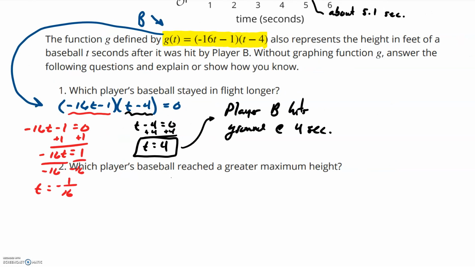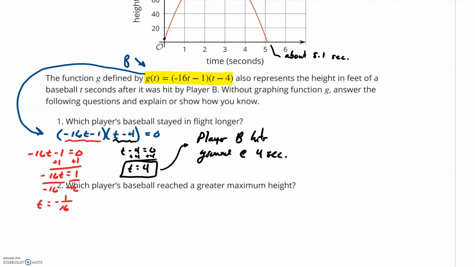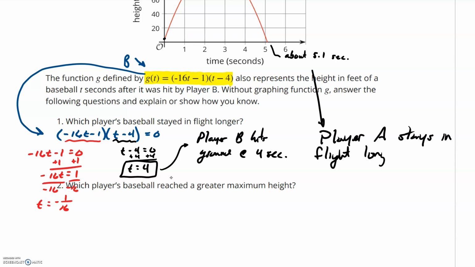So which player's baseball stayed in flight longer? I would say player A, because it hit the ground at about 5.1 seconds. So player A stays in flight longer, and that's about 5.1 seconds.